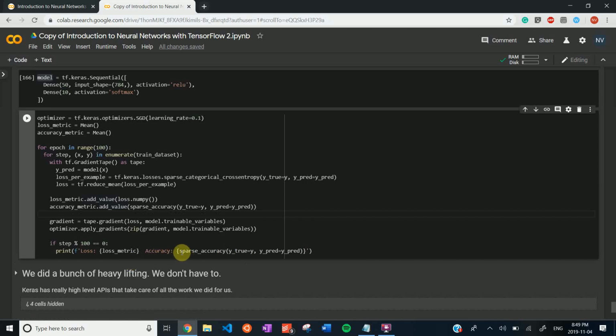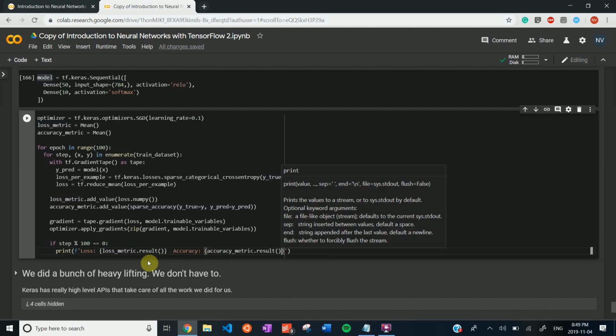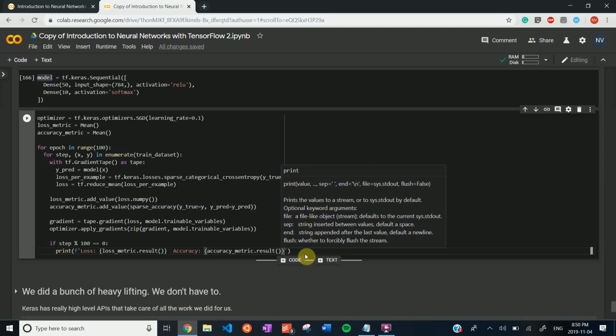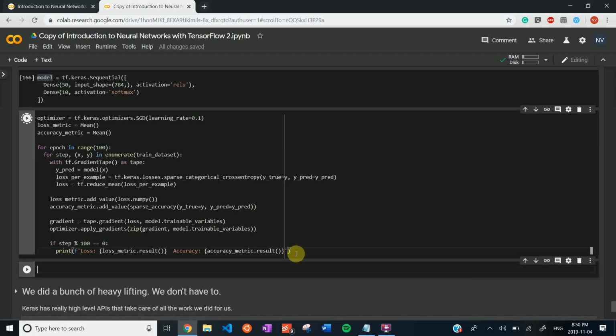And so now I can just do .result. And so this will compute the average over the last whatever number of steps. So for example, here it's 100 steps. Accuracy metric dot result. And this will give us a better idea of what's going on.